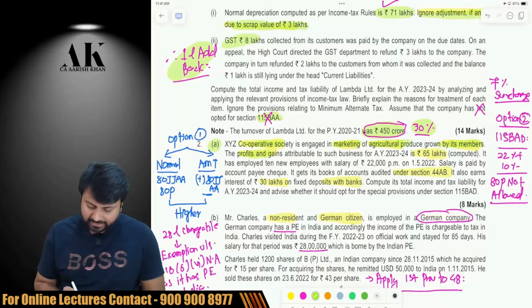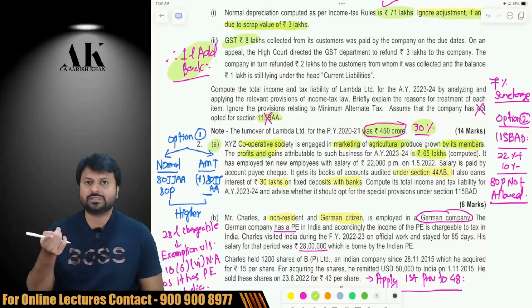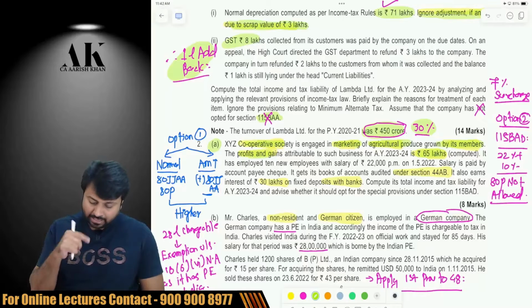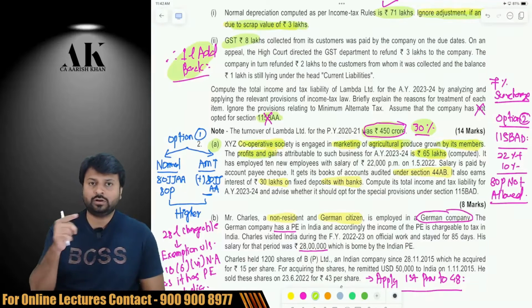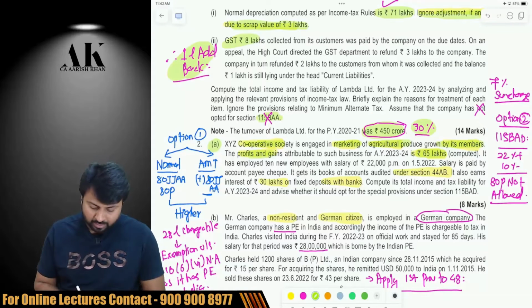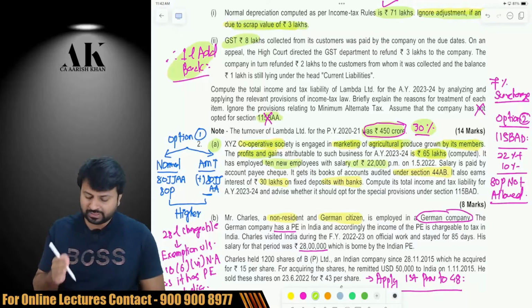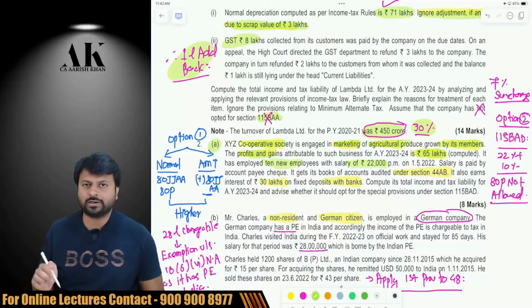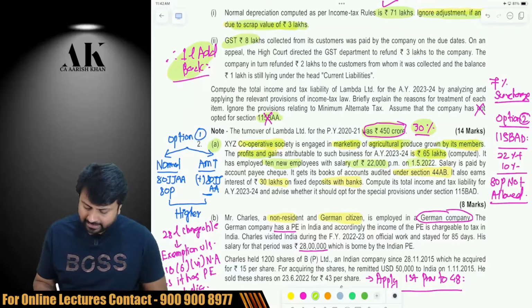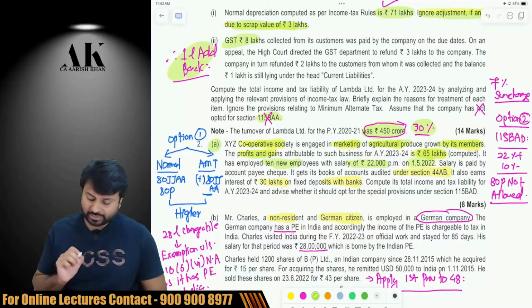Now, the profits and gains from such activities 65 lakhs. This will be subject to deduction under 80P. Apart from that, this cooperative society will also be eligible for 80JJAA because they are employing 10 new employees with emoluments of up to 25,000 rupees. Because if it is more than 25,000, you will not get the deduction of 80JJAA. And it is employed for more than 240 days. You can check it over here.